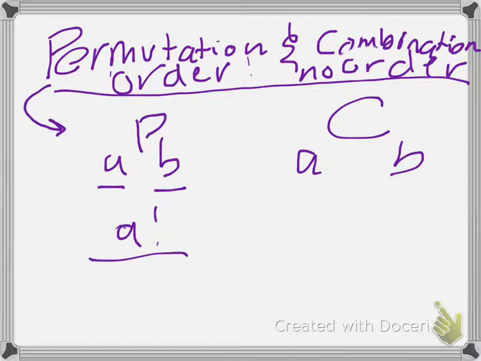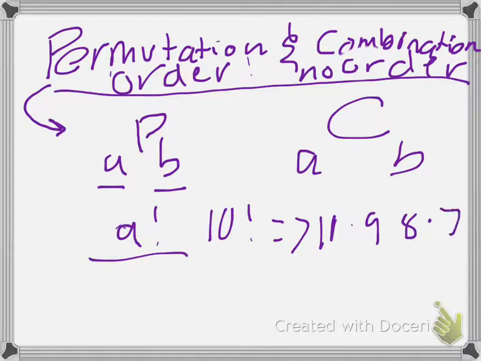And factorial means, say you had 10 factorial. That's basically the same thing as going 10, 9, 8, 7, all the way down to 1. You get me? So you're multiplying. It's just squished up, so it just goes down. You're multiplying everything down to 1.